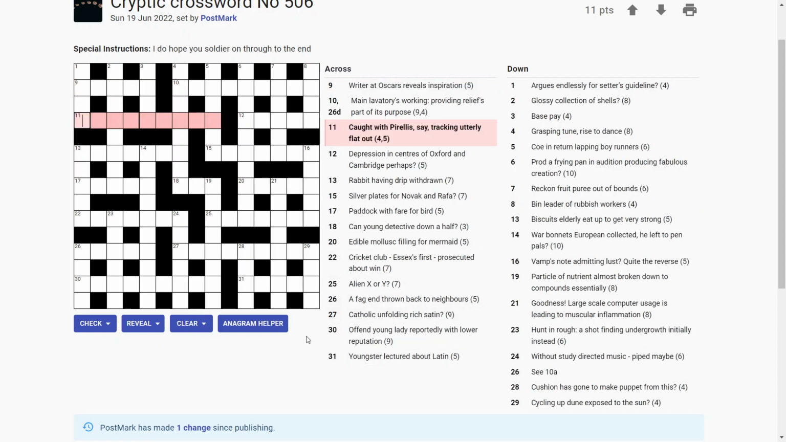Caught with Pirellis, say, tracking utterly flat out. Pirellis, is that a type of tyre? Glossy collection of shells. Nope. Rabbit having drip withdrawn. Biscuits elderly eat up to get very strong. Very strong.